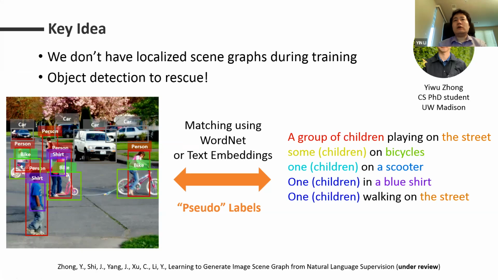Here we're using NLP techniques to compute their text embedding, and sometimes compute their distance in WordNet. That will give us a soft score to say how similar the subjects are and how similar the objects are, right? So that's really the key idea. And by the way, this is work done by my student Yu Zhang, who is a third-year PhD student in computer science here. And this paper is currently under review.